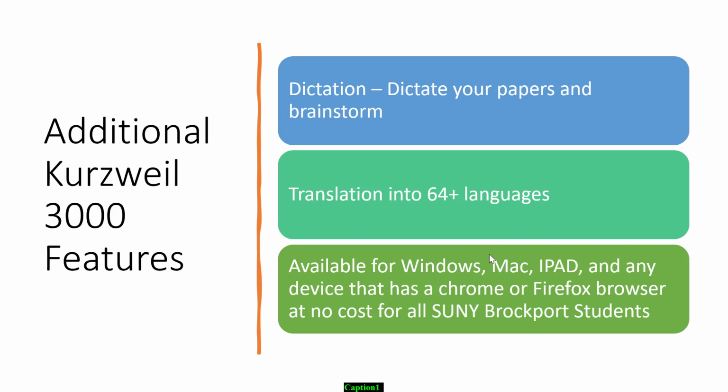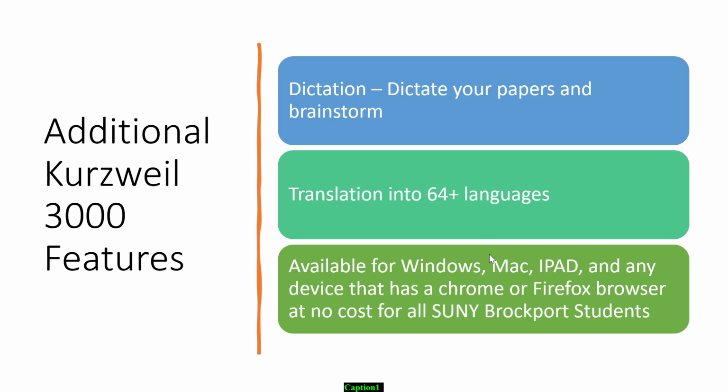Some of the other features built into Kurzweil 3000 include dictation. You can use your voice to dictate your paper into a blank Kurzweil document without having to type it out. You can also use dictation when you're taking notes within a document. Instead of typing out your notes, you can turn dictation on and just record the sound of your voice and it will translate that into text notes within your document.